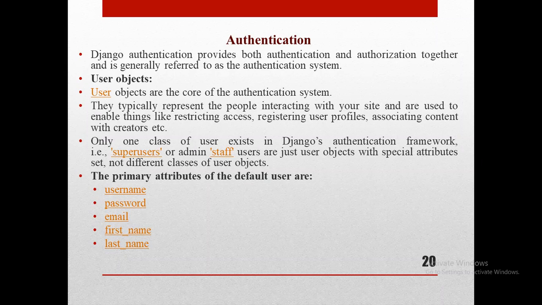Only one class of user exists in the Django authentication framework: super users or admin or staff users. Staff users are just user objects with special attributes set, not different classes of user objects. The primary attributes of the default user are username, password, email, first name, and last name.